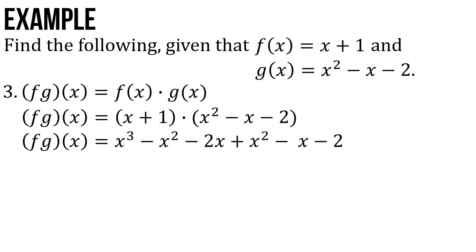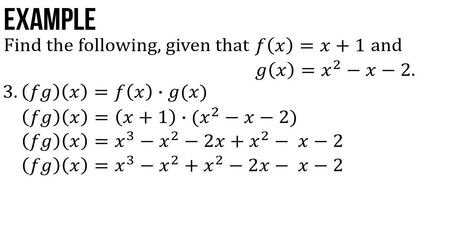So take a look at that. X times x squared is x cubed. X times negative x is negative x squared. X times negative 2 is negative 2x. 1 times x squared is x squared. 1 times negative x is negative x. 1 times negative 2 is negative 2. That's why we have here (fg)(x) equals x cubed minus x squared minus 2x plus x squared minus x minus 2.